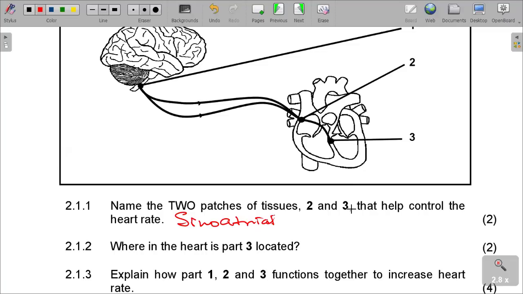So we are saying 2 and 3. This one, 2, is called the sinoatrial node. And then obviously 3, it is called the what? The atrioventricular node. It is called the atrioventricular node.